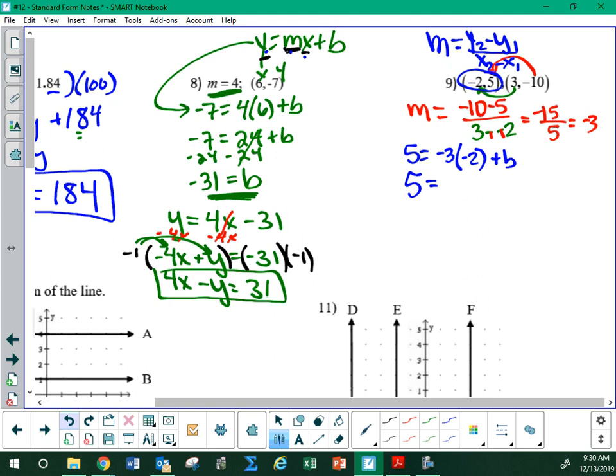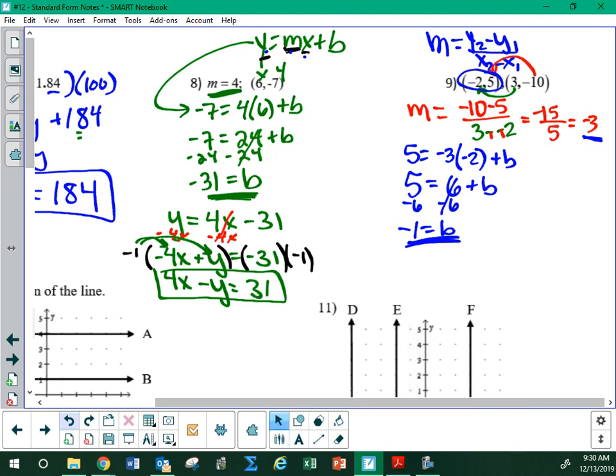Negative 3 times negative 2 is positive 6. Subtract my 6. So I get negative 1 equals b. So I have my b. I have my slope. Let's just print our equation. So it'd be y equals negative 3x minus 1.